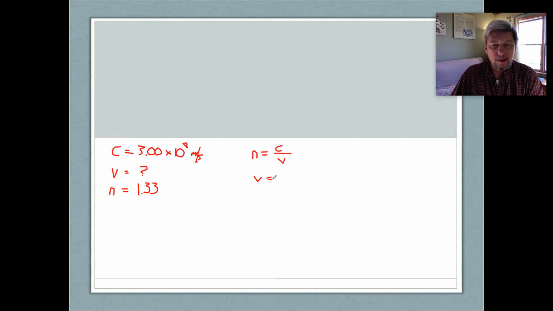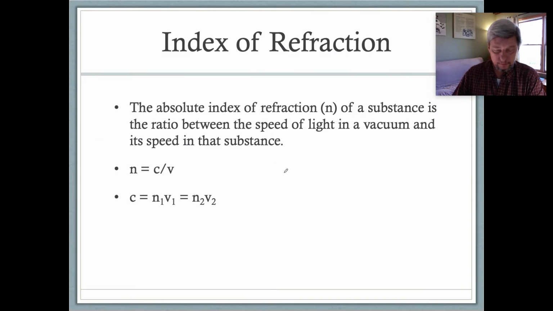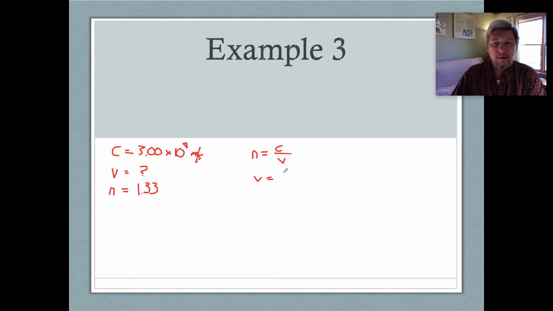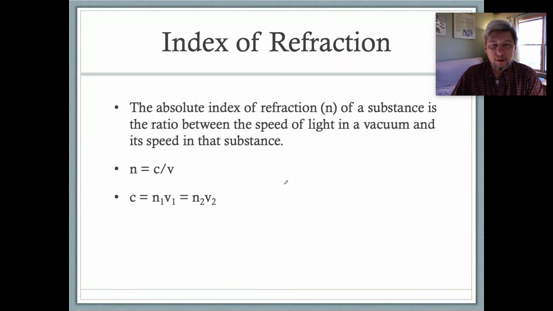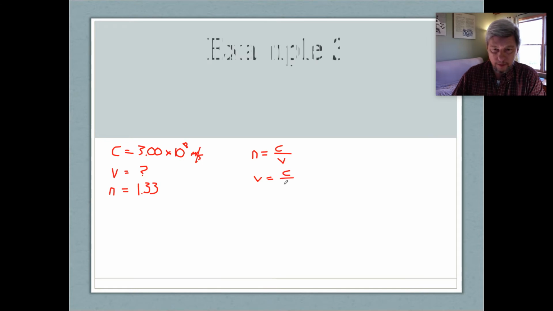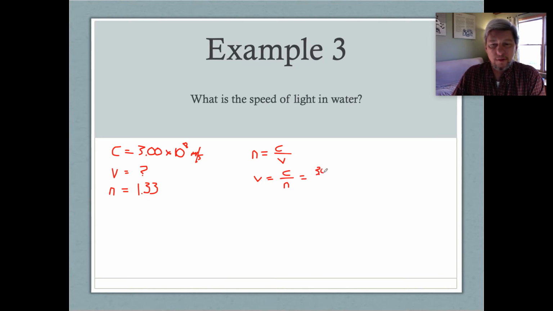and therefore v is going to equal c over n. All right, and so now all I got to do is plug and chug. I get 3.00 times 10 to the 8th, that's a lousy 10, divided by 1.33.